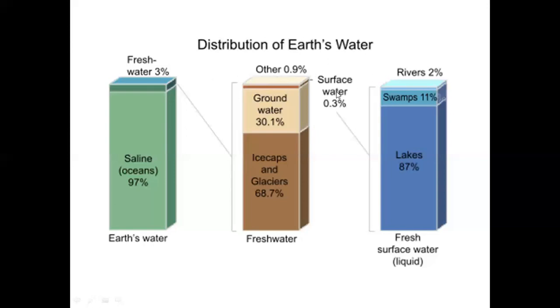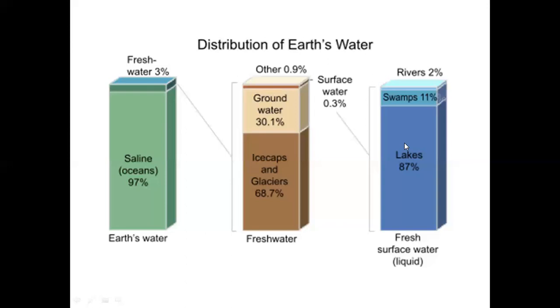And here we are able to see how the 0.3% of water is distributed. We can see very clearly how the 0.3% of water is distributed. 87% is in the form of lakes. Okay, these lakes are flowing, as in the first slide.